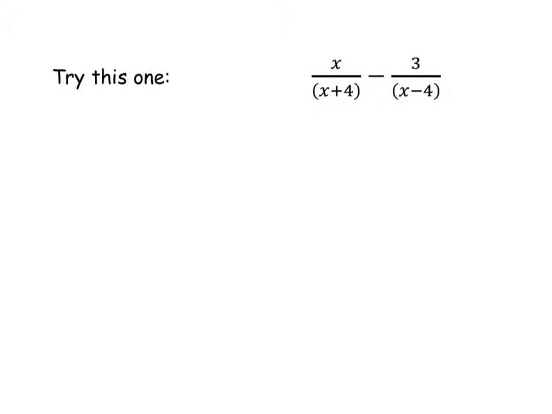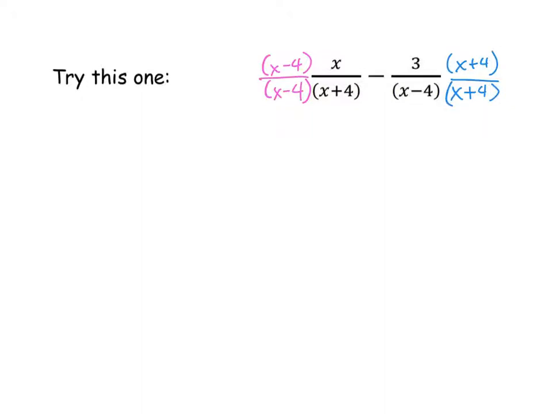So now, again, I would try this one on your own, but I'm going to go ahead and dive right in. I have x plus 4 and I have x minus 4. These are not the same denominator no matter how much they look like each other and how much we want them to be each other. So we're going to multiply the first fraction by x minus 4 over x minus 4, and we're going to multiply the second fraction by x plus 4 over x plus 4.